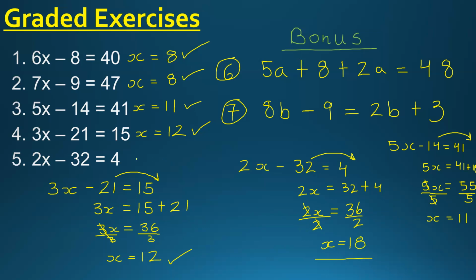And so x is equal to 8, x is equal to 11, x is equal to 12, x is equal to 18. How many persons got all 5 correct? I got all 5. Right. Excellent. Awesome.